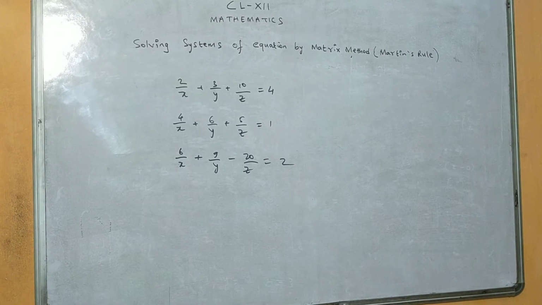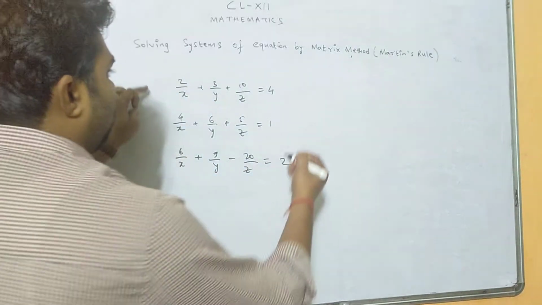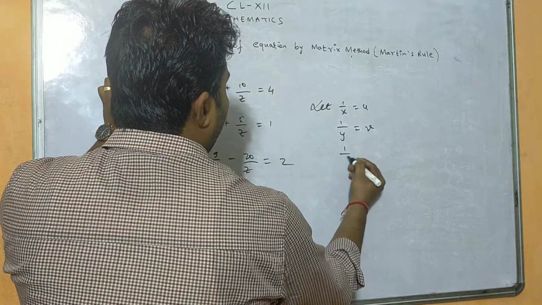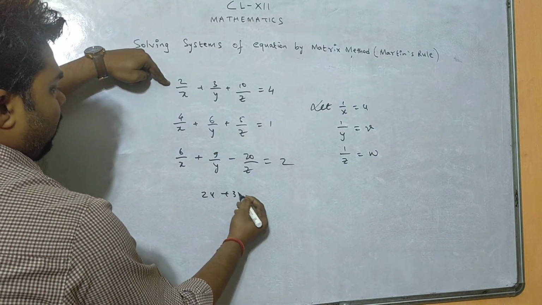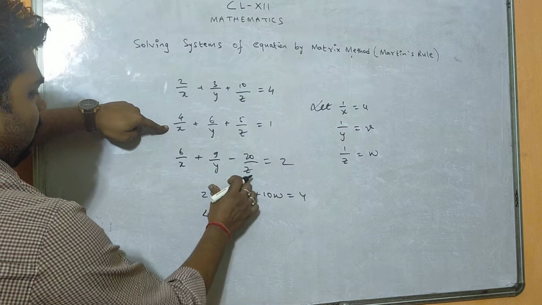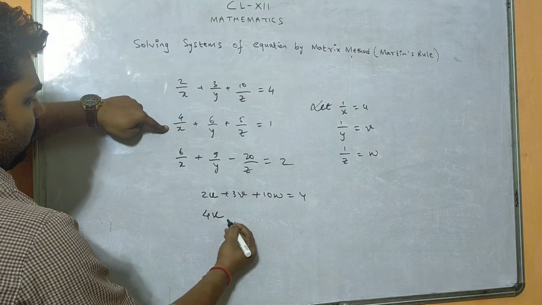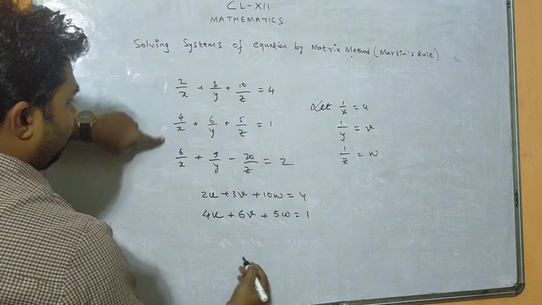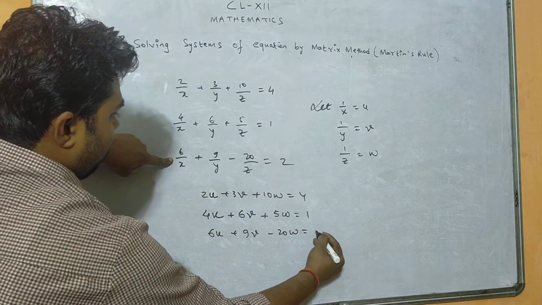If you have equations in this form, like 2 by x, 3 by y, 10 by z, then you have to take some assumption. Let 1 by x be u, 1 by y be v, and 1 by z be w, right? So this equation can be rewritten as 2u plus 3v plus 10w equals 4, right? Similarly 4 by x, that means 4u plus 6v plus 5w equals 1, and here 6u plus 9v minus 20w equals 2, right?